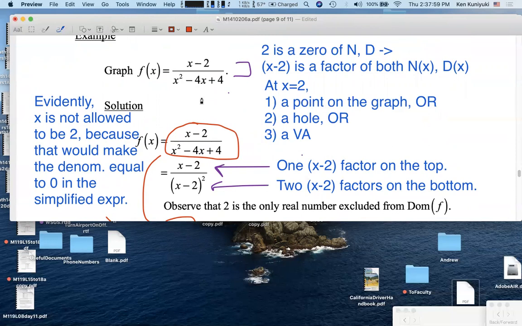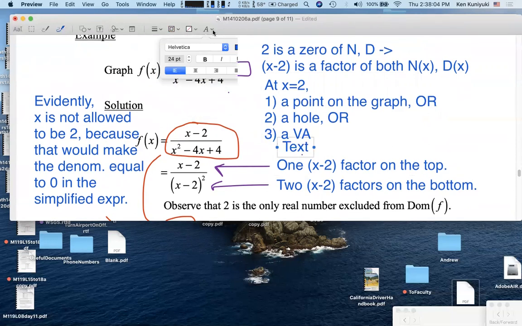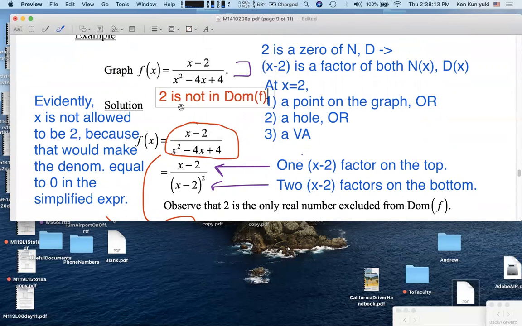So right here, because 2 is not in the domain of f, 2 is not in dom of f, that means that we cannot have a point on the graph. 2 is not in the domain of the function. We're not allowed to have a point on the graph of f. Now, why don't we have a hole? Why don't we have a hole? And why is it that we have a VA?